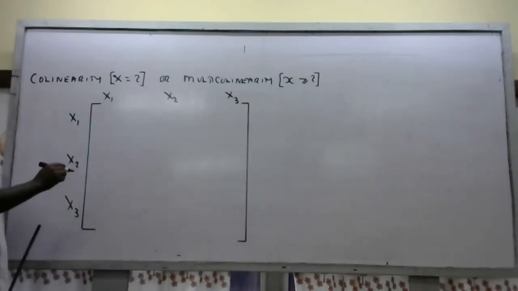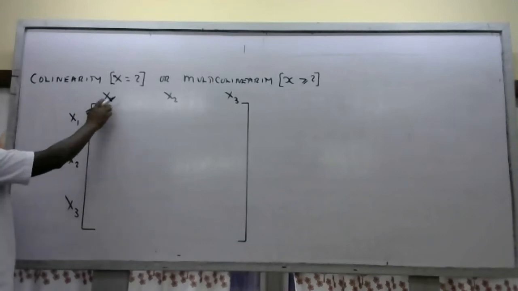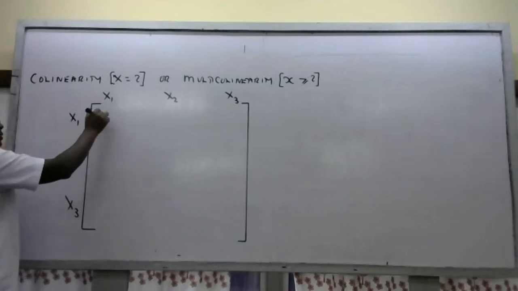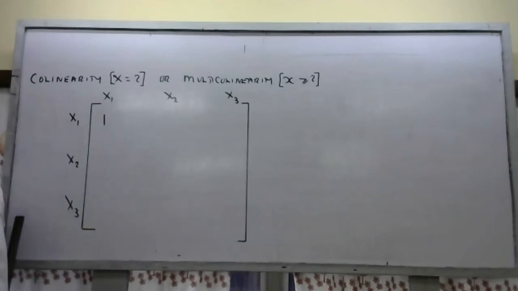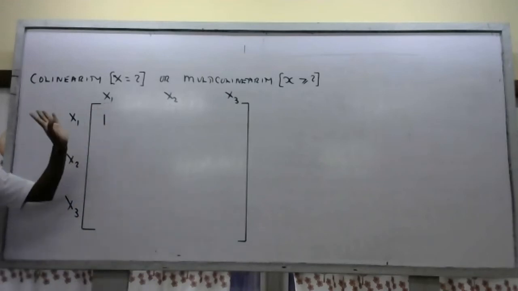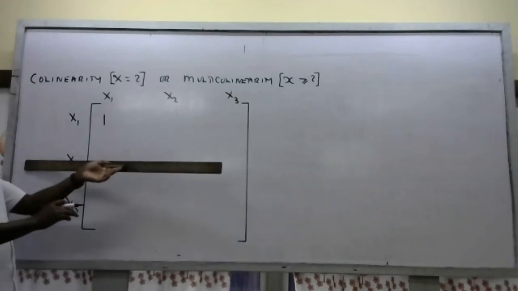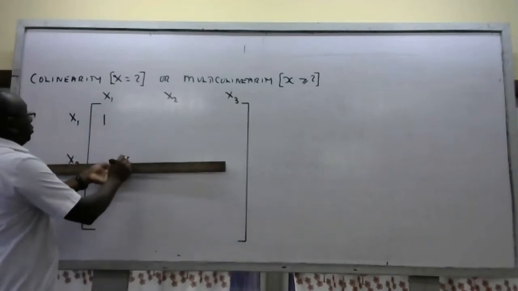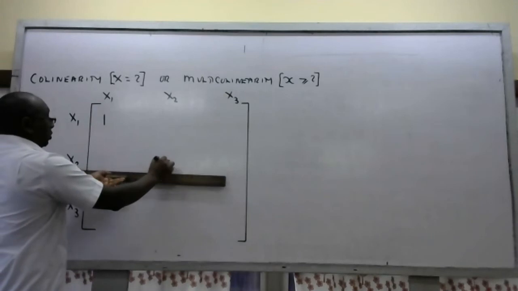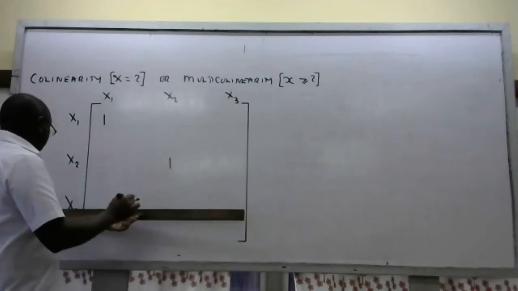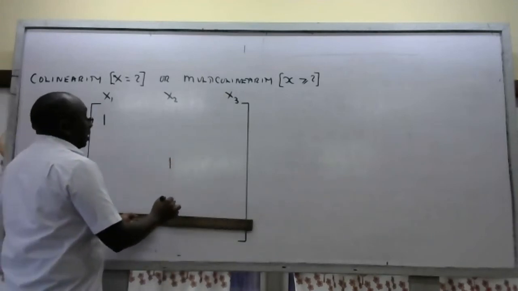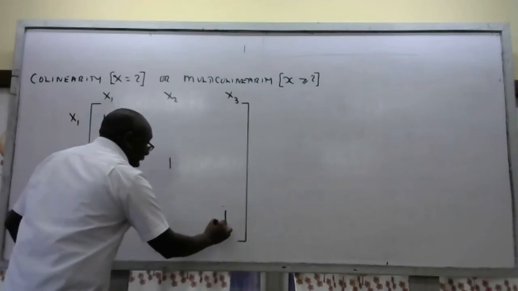So now, in between here 1 and 1, write 1. The correlation coefficient between a variable and itself is 1. Then here where we have 2 and 2, it is also 1. Now 3, 3, it is also 1.